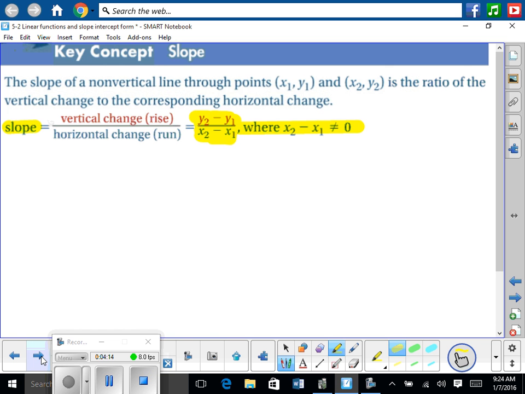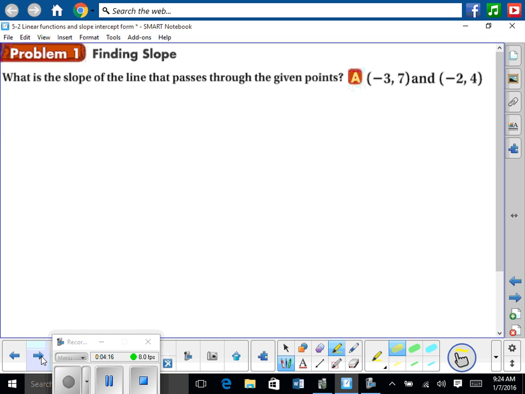Okay, so really, we're just going to practice that. Here we go. Pretty easy stuff, guys. It says, what's the slope of the line that passes through the given points? So we have these two xy points, right? If we were to just rough sketch this, we're looking at -3 up 7, and we're looking at -2 up 4. So, from left to right, what's my first point?